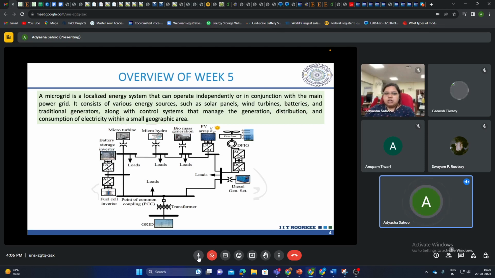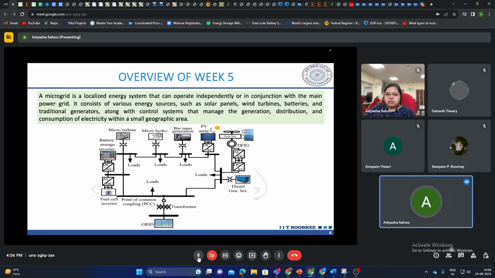Okay, so basically this microgrid is a localized energy system. It can work independently or in coordination with the main power grid. It is a small localized system consisting of various energy resources such as solar panels, wind turbines, batteries, traditional generators, along with sophisticated control systems to manage their generation, distribution, and consumption within a small geographical area.